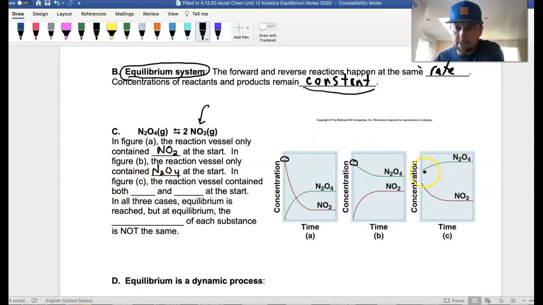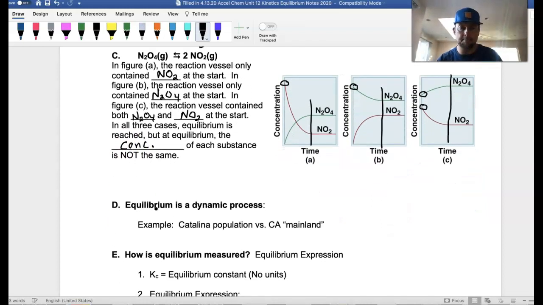In figure C, it looks like we're starting with a little bit more N2O4 and NO2. So we have both. But in all three of these cases, we still reach equilibrium. And even though the concentrations are going to be different in every case, they still remain constant once they pass this point where the forward and reverse reactions are the same. Equilibrium is reached, but at equilibrium, the concentration of each substance is not the same.